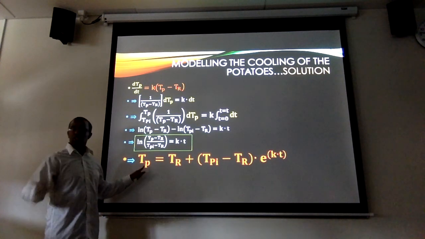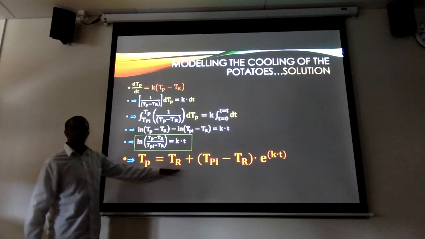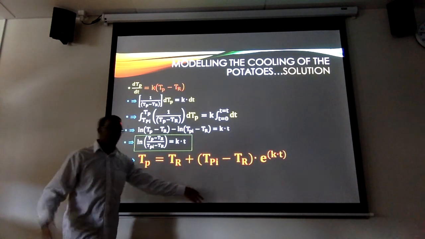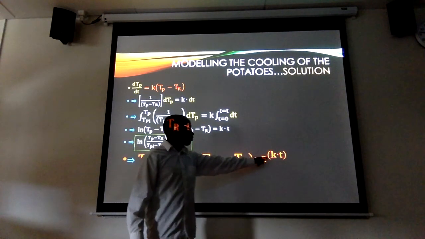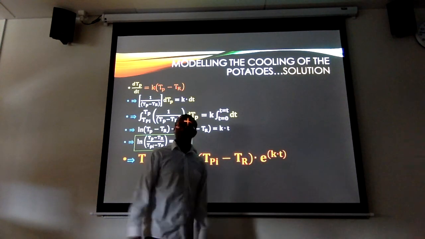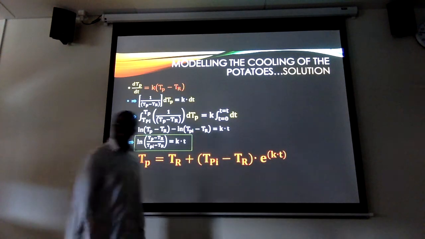So Tp is your product temperature at any time, which is a function of your room temperature, your initial product temperature, your cooling rate constant, and your time. Right? Because that's going to change with time. Right, Yusuf? Yes.